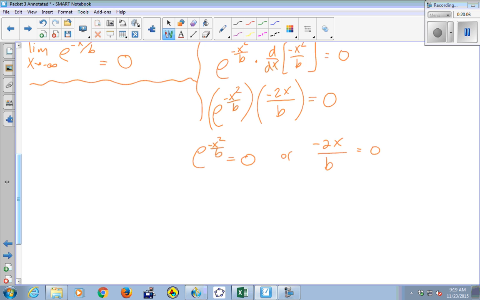How about this first equation? What x value will make that 0? None, right? An exponential function will never be 0. We know what exponential functions look like, whether it's growth or decay. They never hit 0. 0 is a horizontal asymptote. It never gets down to 0. So this has no solutions. Negative 2x over b only equals 0 if x equals 0.